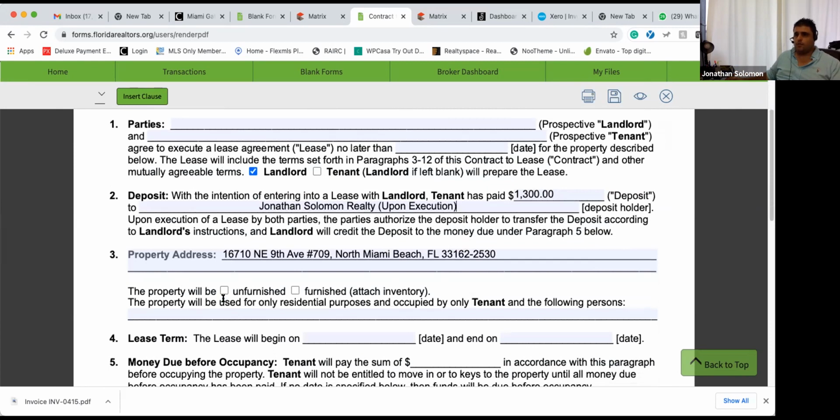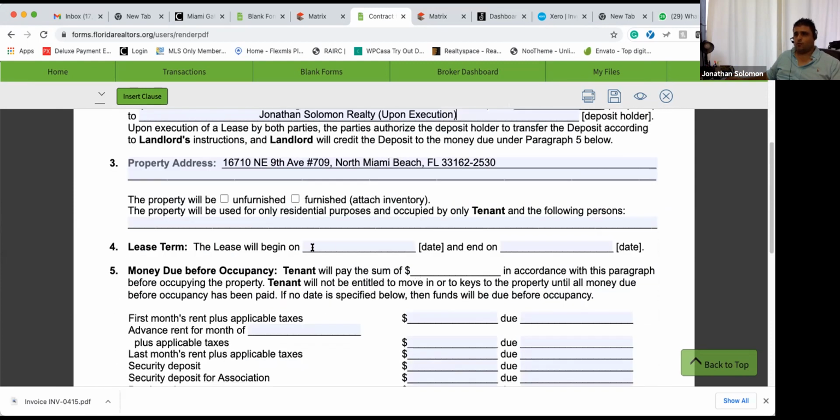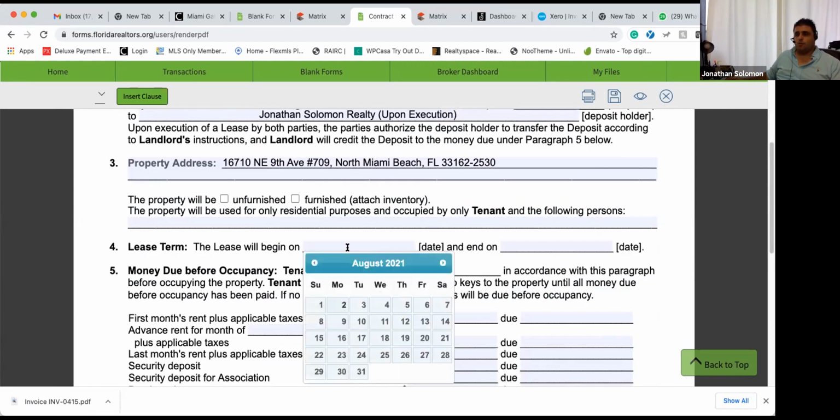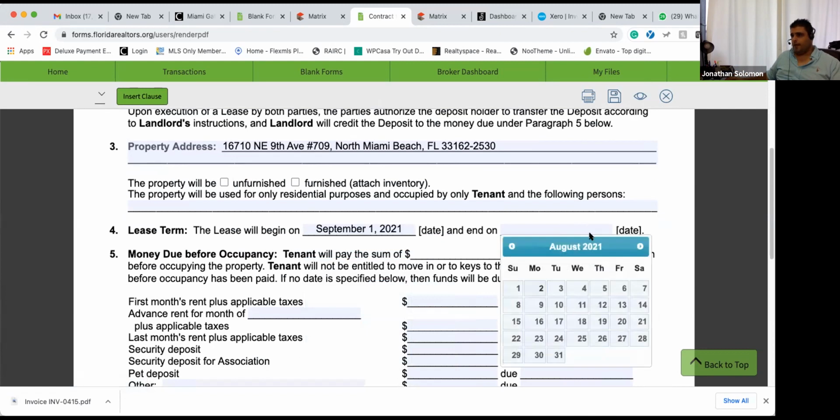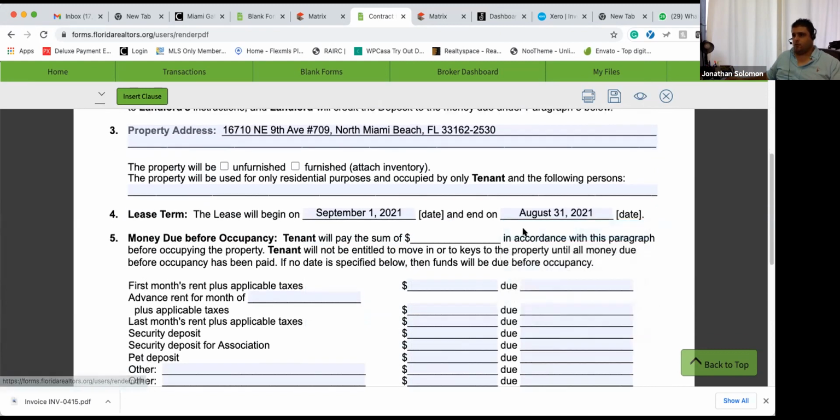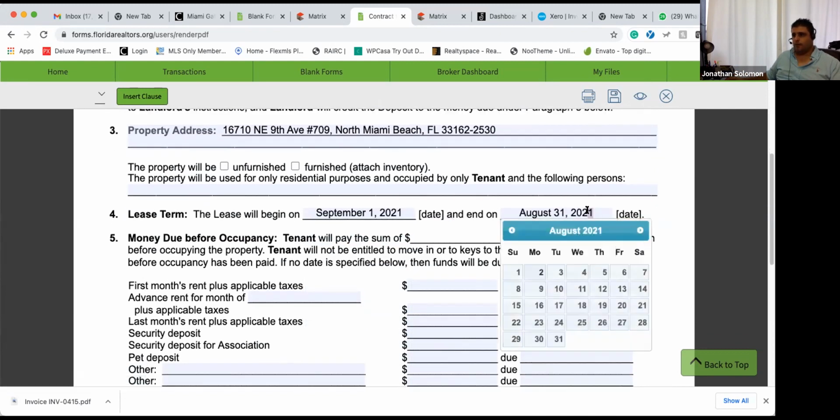The next part is describing a little bit about the property. Is the property furnished or unfurnished? So it's an option for us to select. The lease, when is it going to start? So we can set up a starting date and end date, which is going to be a year after, just like that.